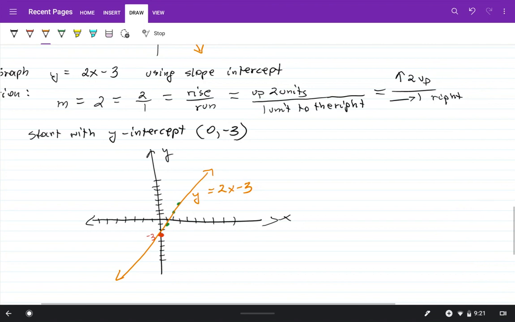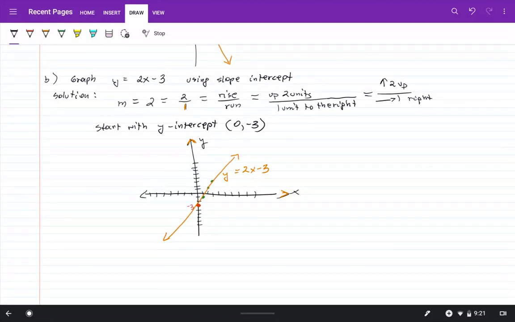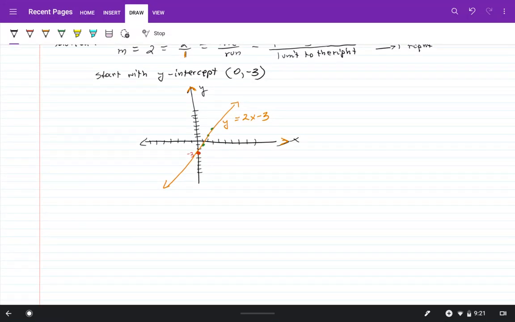So rise over run, like you see the slope is positive. How do I know that I have to go up? Since 2 is positive, I'm going up because, again, when the numbers on the y-axis increase, we're moving up. And the 1 here is positive, so that means we're moving along the x-axis to the right. Okay, hopefully no issue with graphing using slope-intercept form.